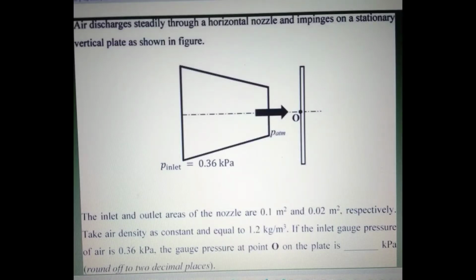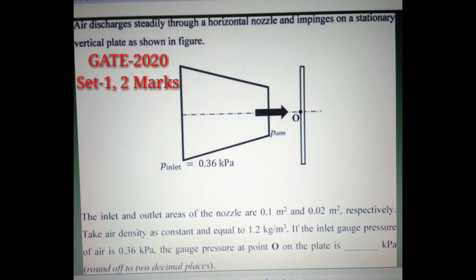Today I will solve question number 50. The question is: air discharges steadily through a horizontal nozzle and impinges on a stationary vertical plate as shown in the figure. The inlet and outlet areas of the nozzle are 0.1 meter square and 0.02 meter square respectively.